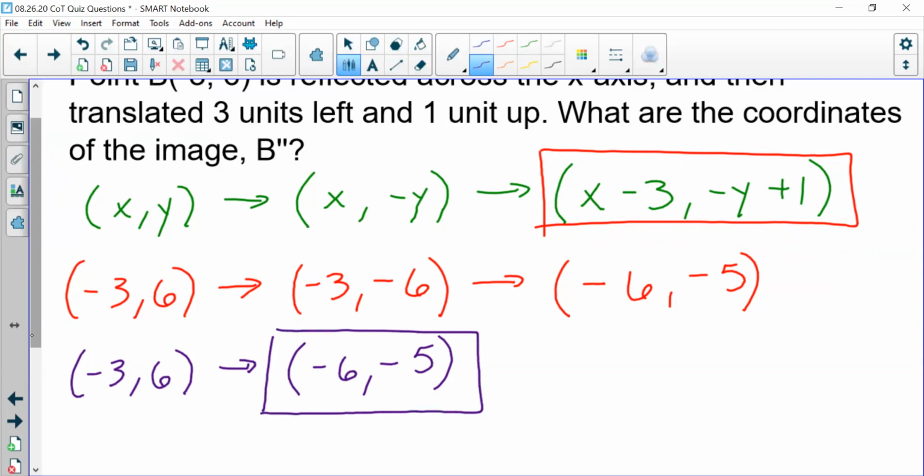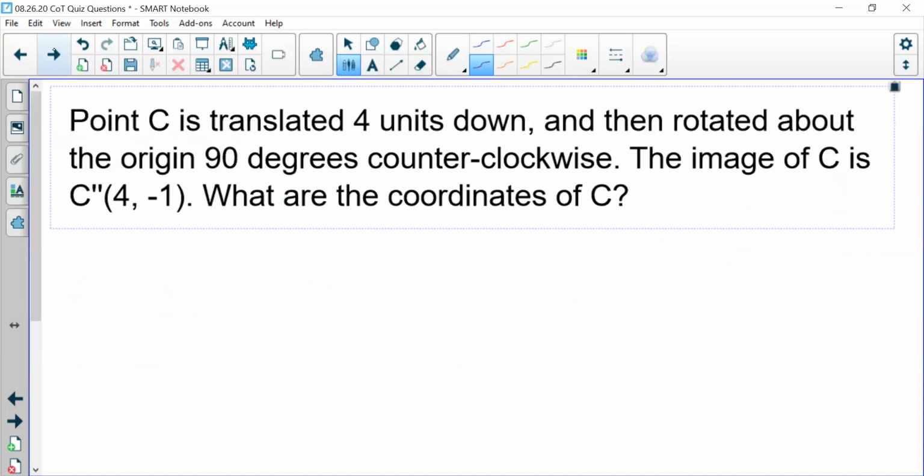Okay. The first 2 examples were going forward and finding the image. The last example is the tough one because now we're going to go backwards. We're starting with the image and trying to go back and find the pre-image. So C was translated 4 units down and then rotated about the origin 90 degrees counterclockwise. The image of C is (4, negative 1), so C double prime is at (4, negative 1). We want to know where we started. We're going to follow the same process here. Let's just map out what happened.